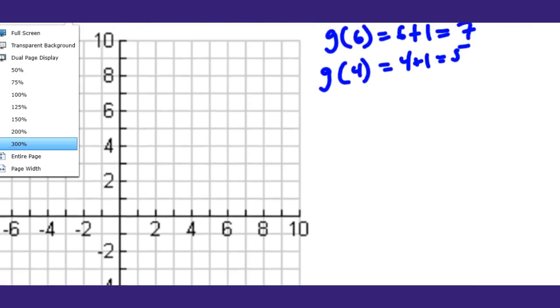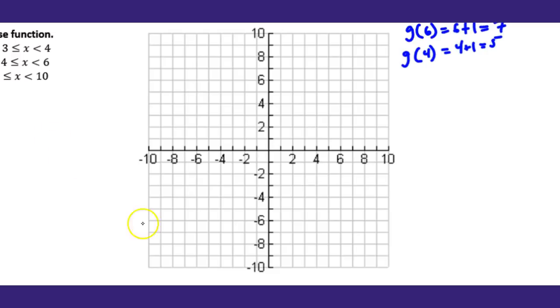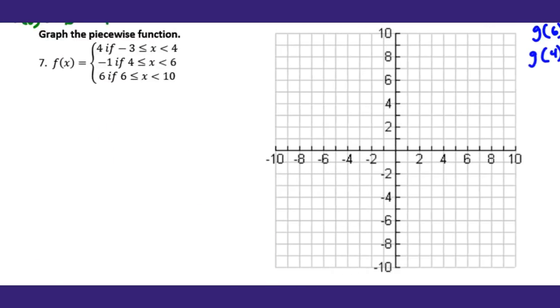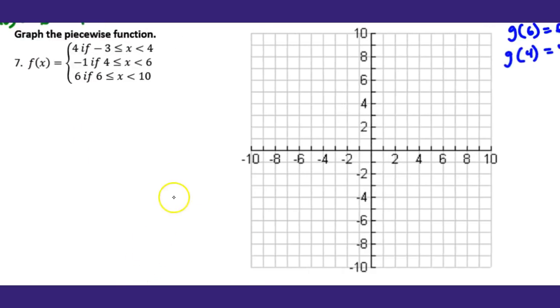Now let's see what we got here. Coming back over to number 7, graph the piecewise function. Alright, so we're graphing the piecewise function. Here's what we've got. We have the conditions. We have our y values, our functions. So guys, I treat those like x's and the functions are y's, okay?